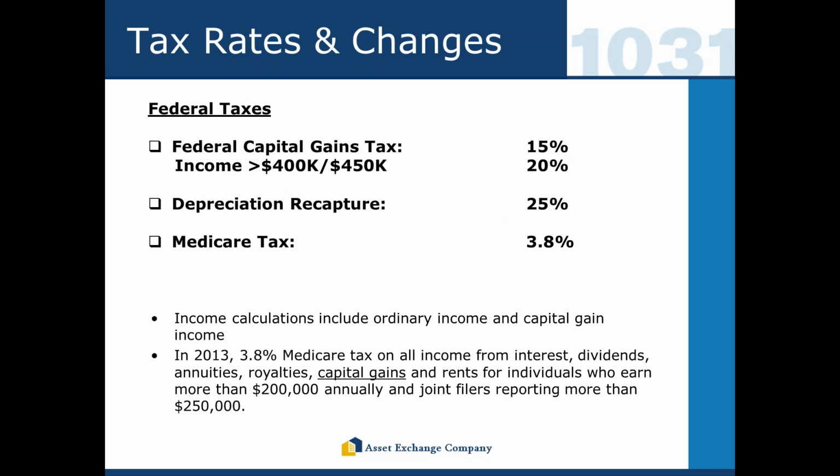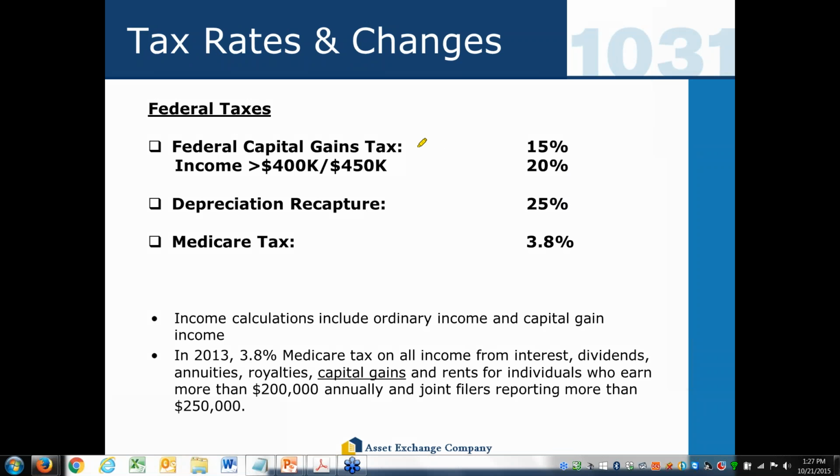All right, real quick, let's dive into the main reason, the main driver of all exchanges, and that is deferral of taxes. Well, ladies and gentlemen, we pay taxes to the federal government and the state government. The federal government charges you a capital gains tax, which is either 15 or 20% depending on your income. The federal government also charges you a tax on the amount of depreciation that you have taken, and that tax rate is 25%.